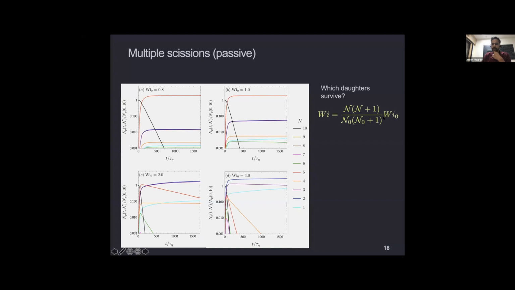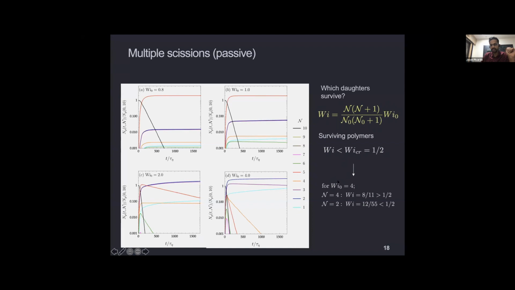Well, once again, we can go back to our mapping, which if I represent it in terms of the parent Weissenberg, I get this ratio. So N0 is the number of beads in my parent molecule, N is the number of beads in the daughter. And using this and the fact that if I'm below the coil stretch, I expect it not to stretch out and therefore not to break, I can make some predictions that work quite well.